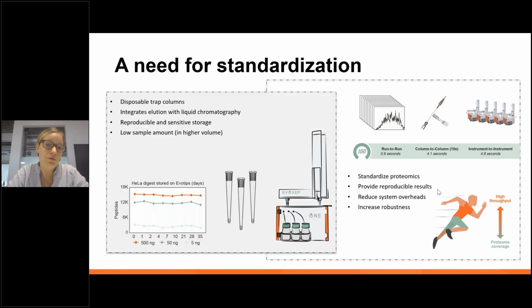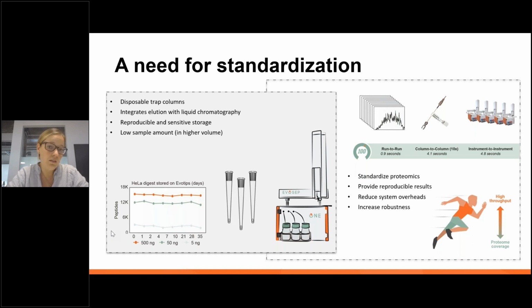So the cornerstone of our technology is really the Evotip, which serves as a disposable trap column. And with this, we have integrated the elution with the liquid chromatography. And one of the very nice features of the Evotip is that it also serves as a reproducible and sensitive storage for peptides. And we did an experiment here where we looked at the stability of peptides over days up to 1 month.